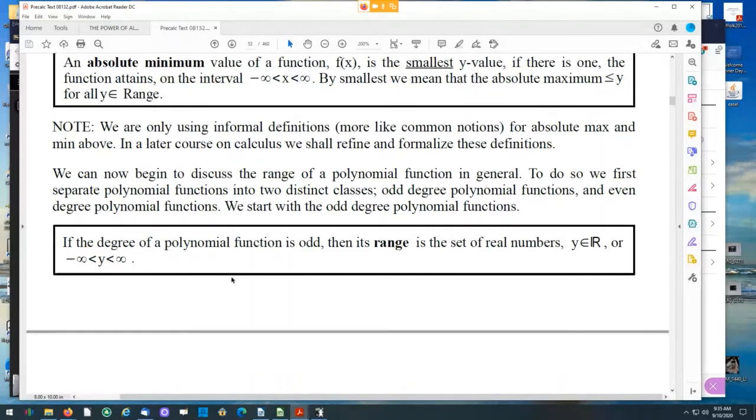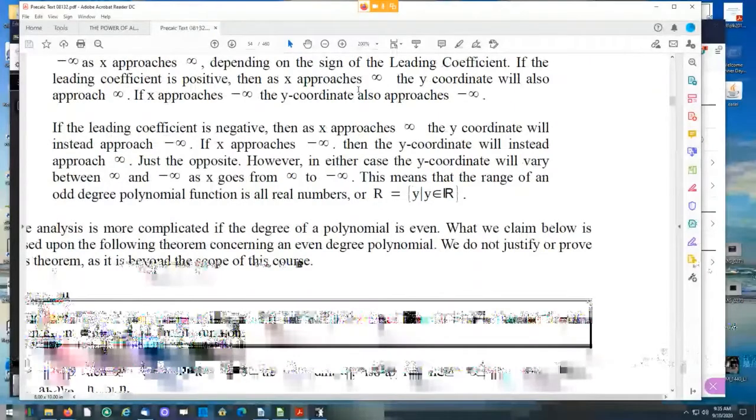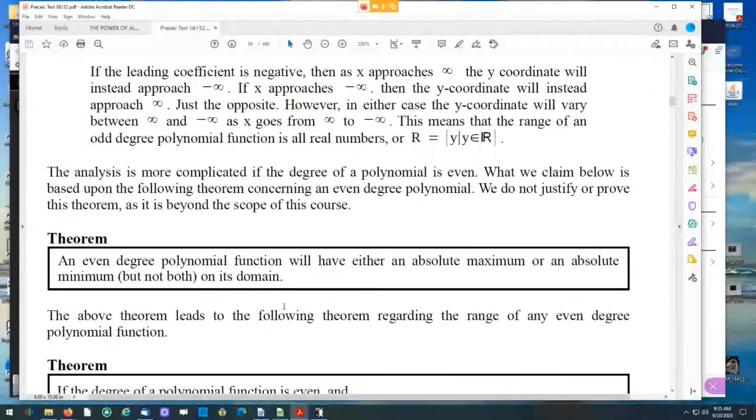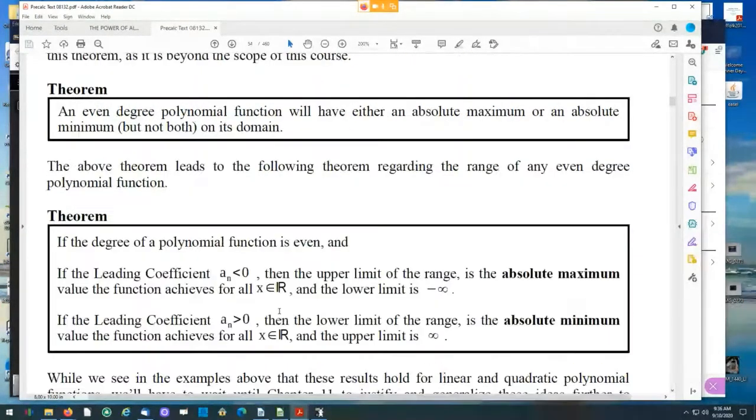Where it becomes problematic is when we start dealing with even degree polynomial functions. And here's a little theorem that talks about it. An even degree polynomial function, first off, will have either an absolute max or an absolute minimum, but not both in its domain. That's one of the things. I'm not going to prove these theorems, they are beyond the scope, but they help us in analyzing things. Now, whether it's an absolute max or an absolute min depends upon the sign of the leading coefficient. We state that in the theorem below it.